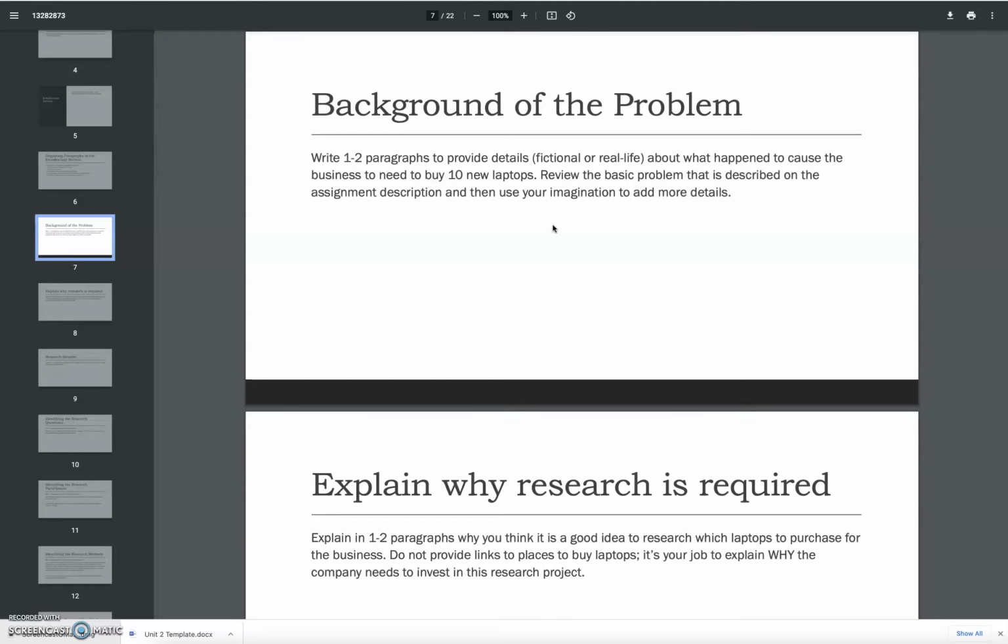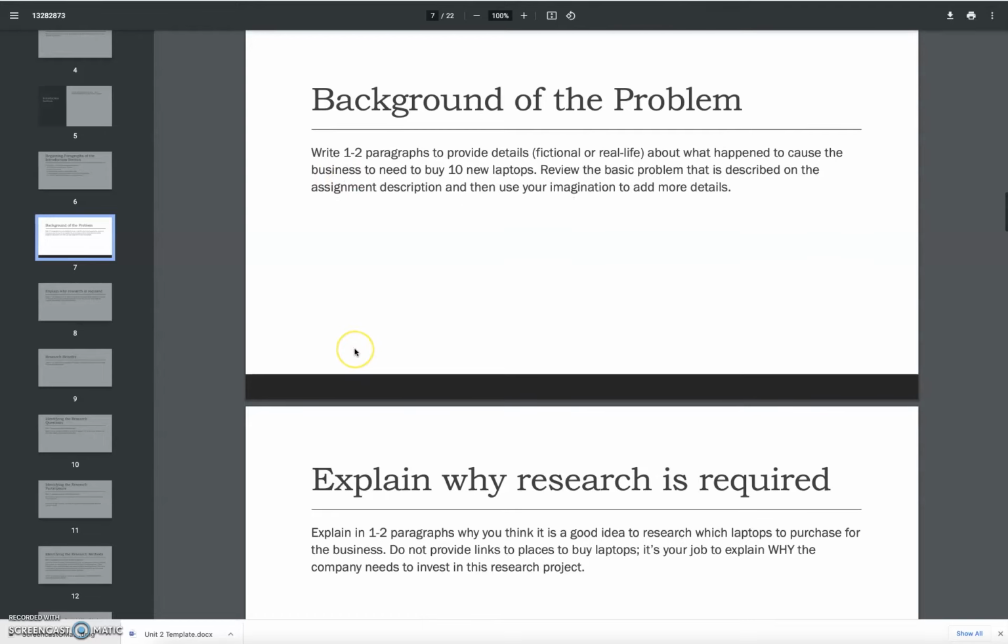So you could also write about a fictional business that maybe provides tutoring to students after school. In that case, you would need 10 new laptops to give to the students for their tutoring purposes. That part is up to you, but the basis of the problem needs to be that you work at a business, and the business needs to buy 10 new laptops. You have to tell me the context of why that is. That's the background of the problem.